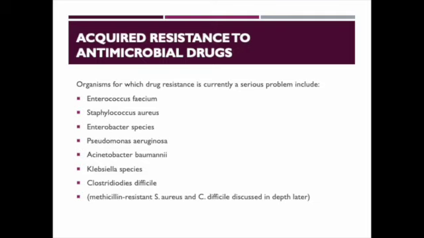The organisms that we're most concerned about are listed here on this slide. Some more than others. Staphylococcus aureus, we have Enterobacter species, Pseudomonas aeruginosa, the Klebsiellas. We also have C. diff and methicillin-resistant Staph aureus, which is MRSA. These are just among some of the organisms that are right now resistant to some antibiotics.